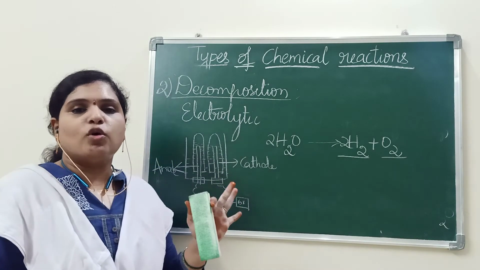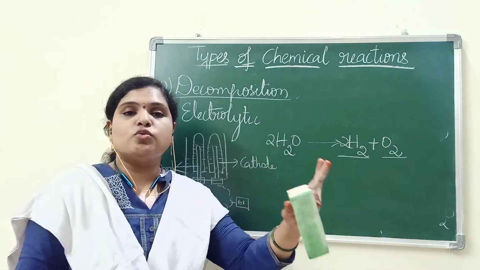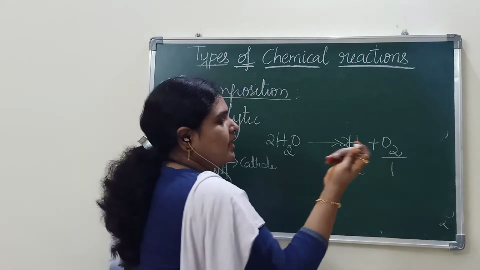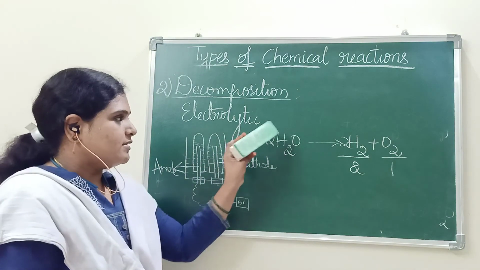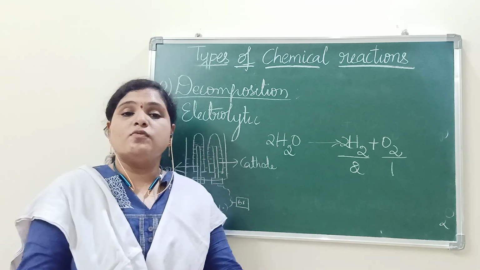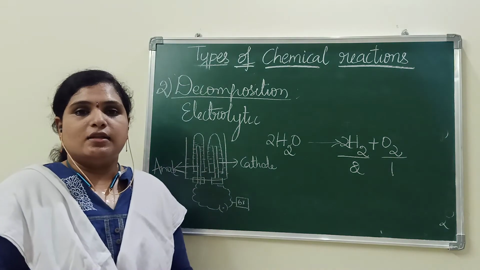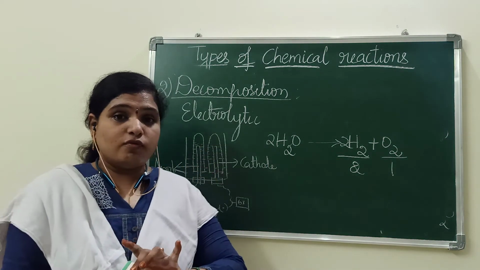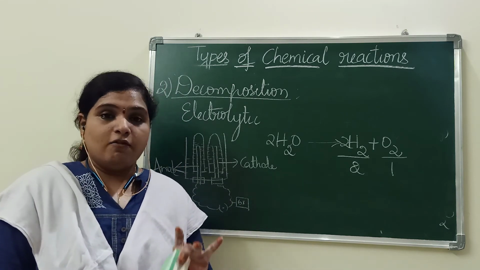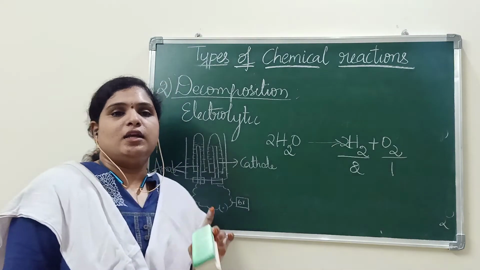If we consider the volume ratio of hydrogen and oxygen, they will be in a 2:1 ratio. Observe here, they are in a 2:1 ratio, right? Okay. This is the electrolytic decomposition. Not only water, so many substances will decompose electrolytically. It is one of the examples. So, we have seen so far thermal decomposition and electrolytic decomposition. We have one more decomposition reaction, that is photochemical decomposition.